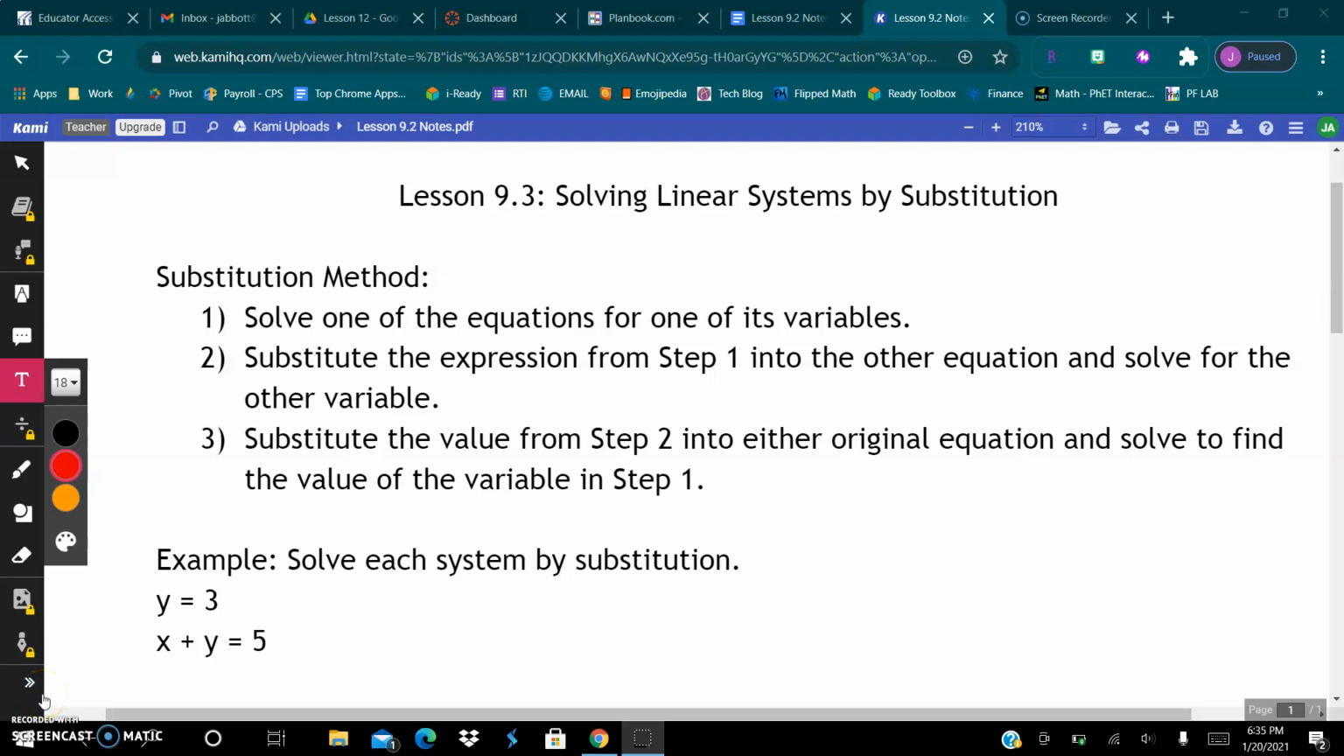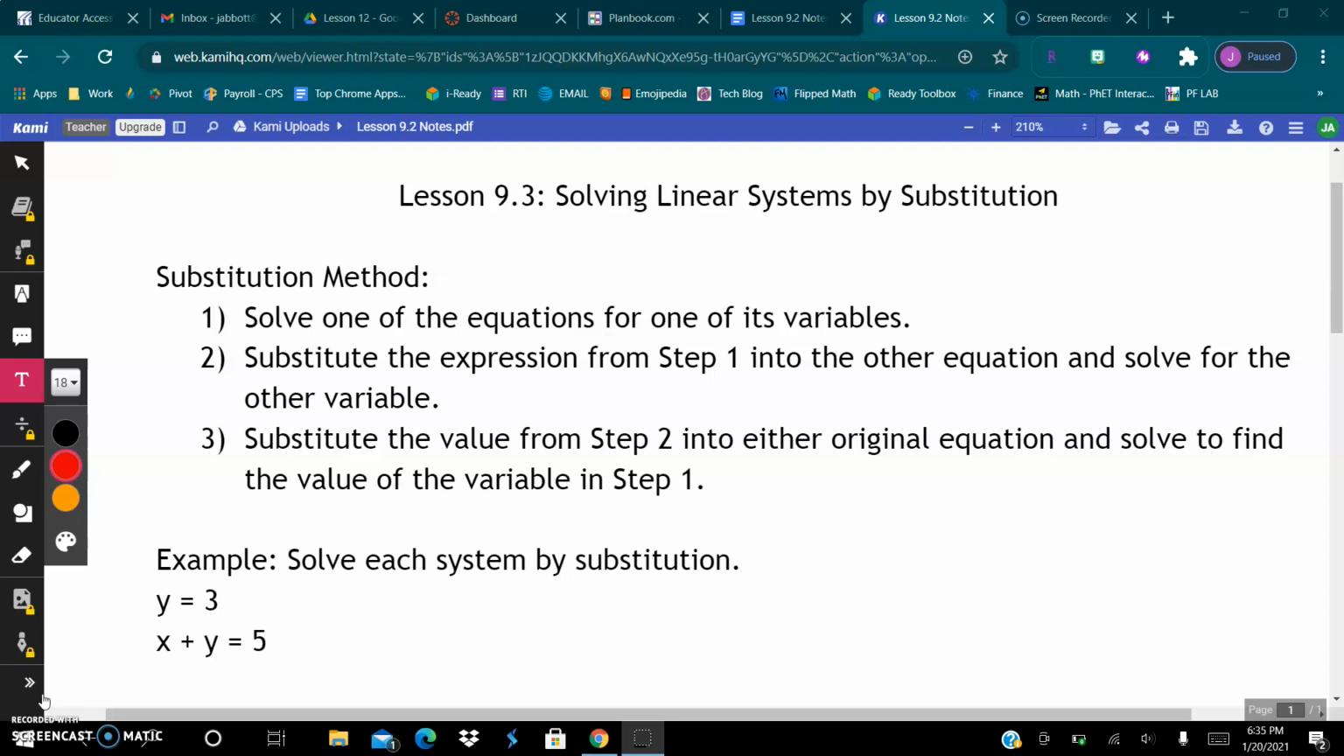For section 9.3, we are going to be solving linear systems by substitution. So our substitution method, there's 3 steps. Step number 1 is to solve one of the equations for one of its variables. And sometimes step number 1 is done for us and sometimes it's not. So you pick one equation and one variable, so you could either solve for x or for y.